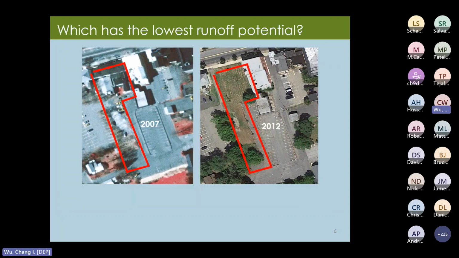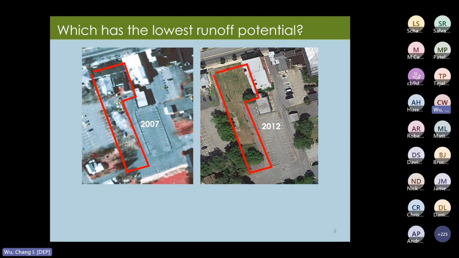So when we look at the aerial photos of the site in a side-by-side comparison, we see that the land cover existing in 2012 has the lowest runoff potential that could have been used for the pre-construction condition. And you can see there's vegetation on the ground.